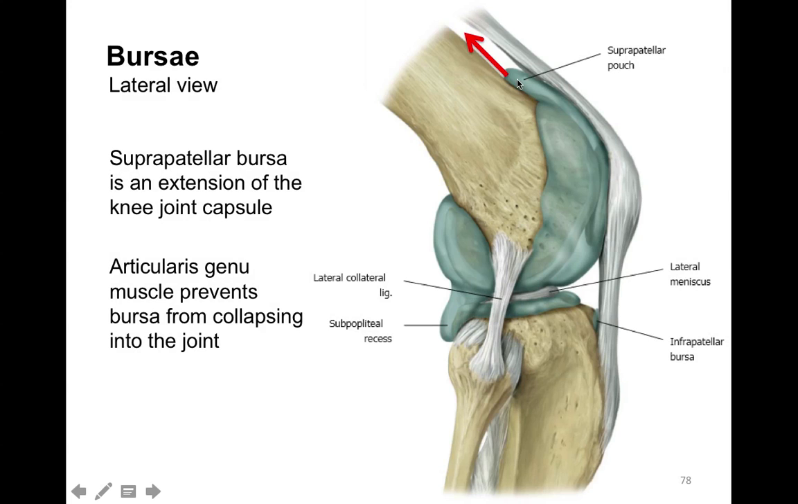Now, the suprapatellar pouch needs to be there during flexion, but during extension, the suprapatellar pouch would fall into the joint capsule. We don't want that to happen, so in order to keep the suprapatellar pouch from falling into the joint capsule, a muscle is attached to its superior aspect, indicated by this red arrow, and that muscle is articularis genu. When it shortens, it's going to pull the suprapatellar pouch. This will happen when the knee goes into extension so that the suprapatellar pouch does not fall into the joint.